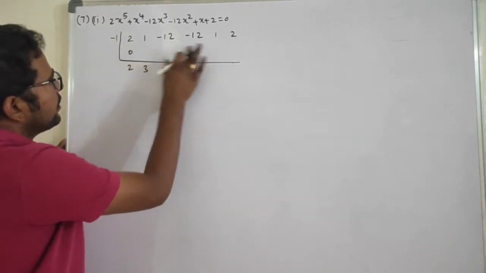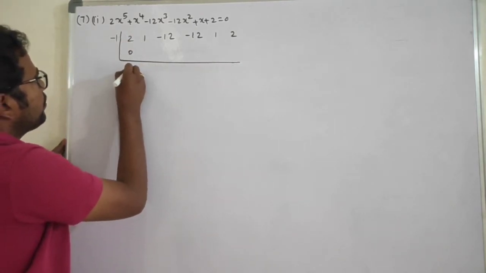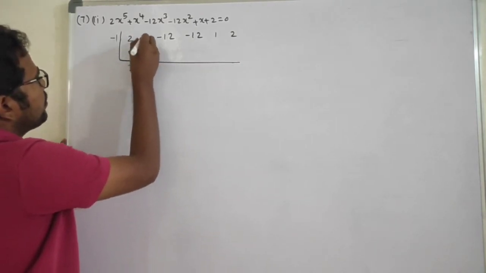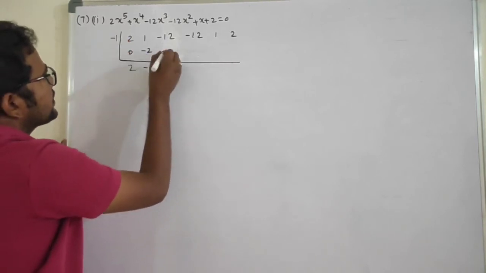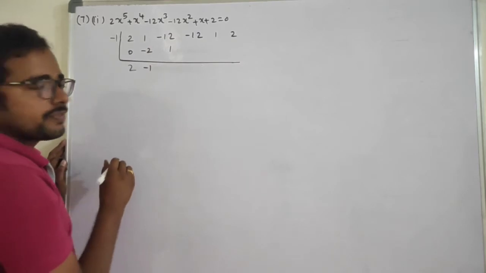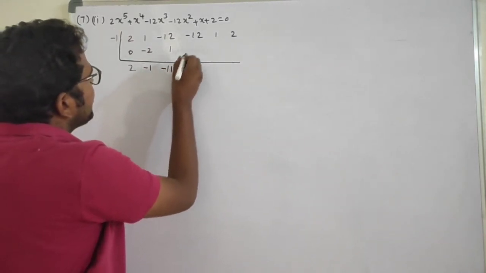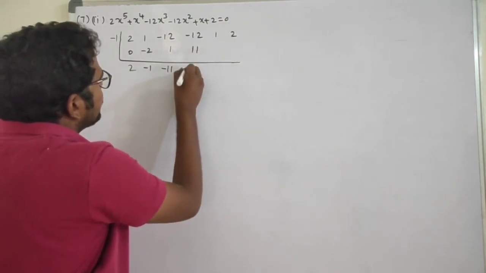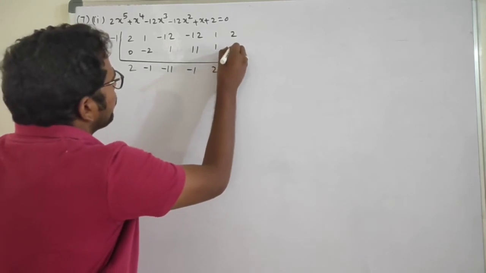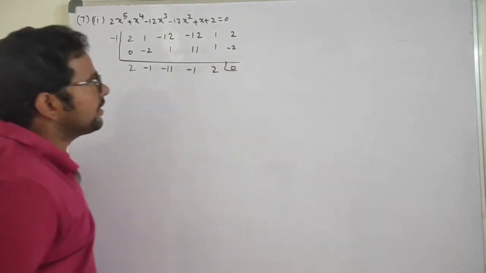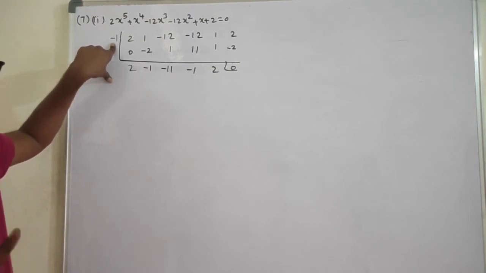Okay? So, 2 plus 0 is 2, 1 into minus 2 is minus 2, 1 into minus 2 is minus 1, minus into minus is plus, 1 ones are 1, minus 12 plus 1 is minus 11, 1 into 11 is plus 11, minus 1 plus 1 is 1, plus 1 is 2, minus 2. So what is the remainder? The remainder is 0. So minus 1 is one root.